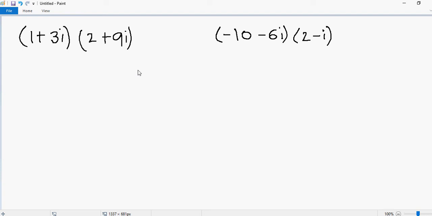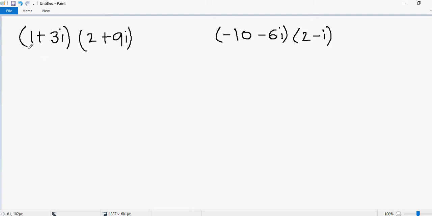Hi, in this video, I'll tell you how to multiply complex numbers. For multiplying complex numbers, we multiply both terms in the first polynomial by both terms in the second polynomial, and we can see how we can do that. So let's look at this first example.